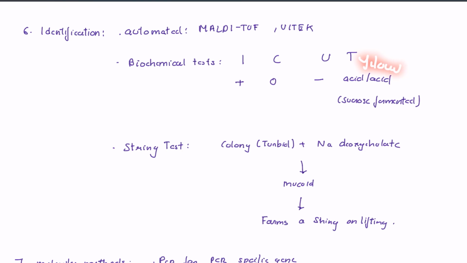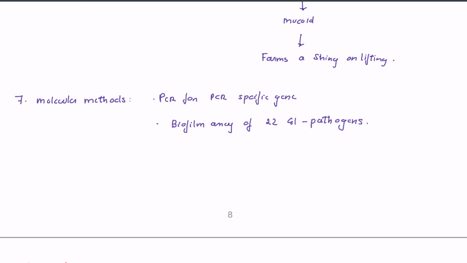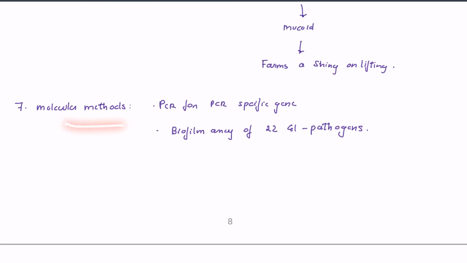Now the string test. We take a colony and use sodium deoxycholate. When we mix these two, it becomes mucoid. When we lift it up with a loop, it forms a string. Next, molecular methods. We can use PCR for specific genes of cholera, and we can also use BioFire FilmArray, which is an automated method and which has 22 GI pathogens.